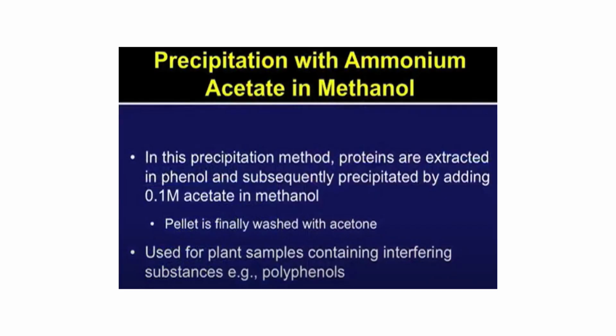There can be an ammonium acetate in methanol method as well. As I just said, these are different methods to precipitate or concentrate your protein and eliminate interfering compounds. This one is generally used for plant samples, and it helps in removing polyphenols. As we keep seeing, depending upon the type of sample and the type of analysis, your whole sample preparation technique changes. So this is specifically for plant samples.